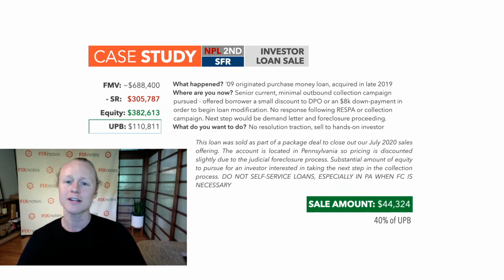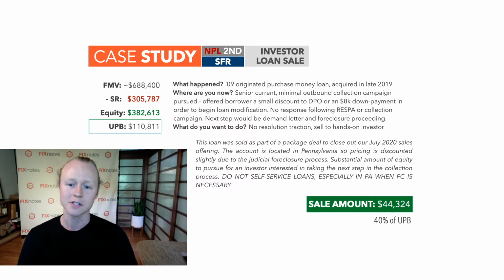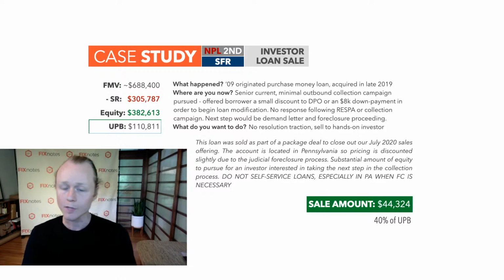This was a $688,000 value. The property was worth $688,000 with a senior balance of $305,000. The senior lien was current, which leaves us with $382,000 of equity covering our $110,000 balance. Fully covered, over 3 times coverage, 300% equity coverage on this deal. So it's very, very safe.